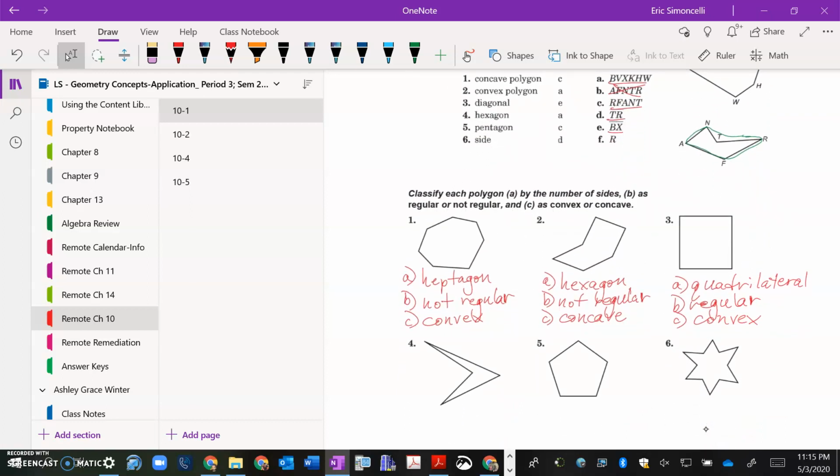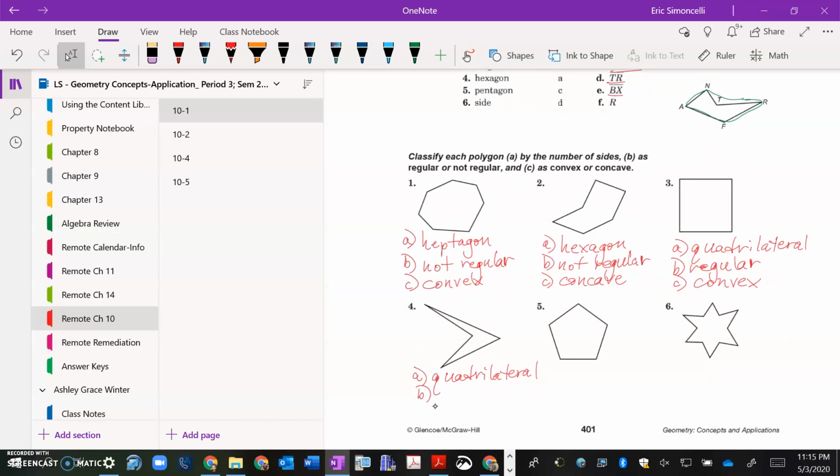Okay, number 4, this is for part A, 1, 2, 3, 4-sided, so quadrilateral. For part B, we can see here that all the sides are not technically congruent, so it is not regular or non-regular. And then part C, certainly again the concave aspect, thanks to the rubber band trick, is what we're seeing here. So for number 5, we've got 5 sides, 1, 2, 3, 4, 5. So pentagon.